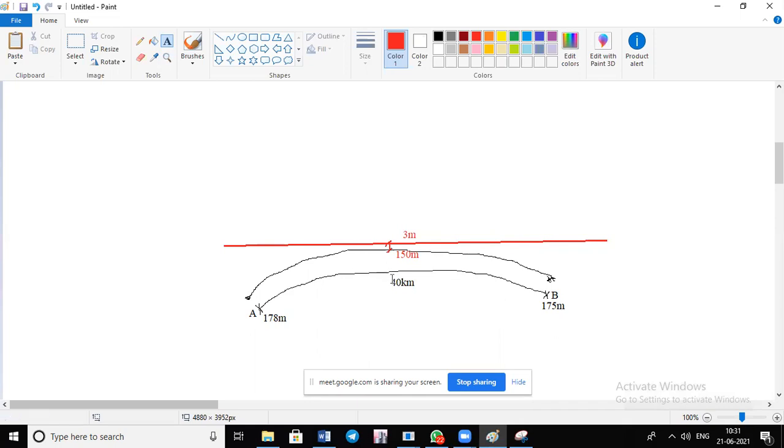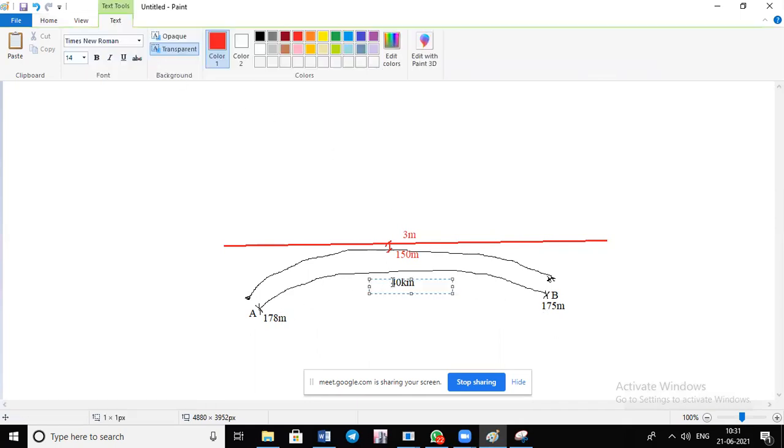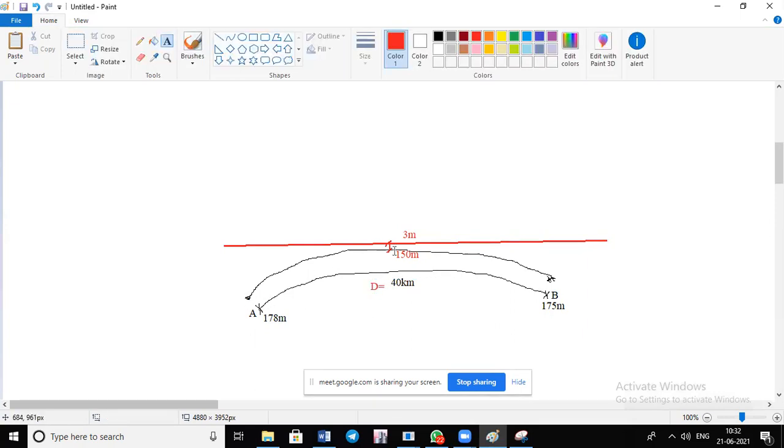Now we have the total distance of 40 kilometers, that is capital D. Total D we know. With respect to this line of sight, and the difference between that and the elevation at A, we can calculate the HA value. So first of all we'll calculate HA. How are we going to calculate this HA?